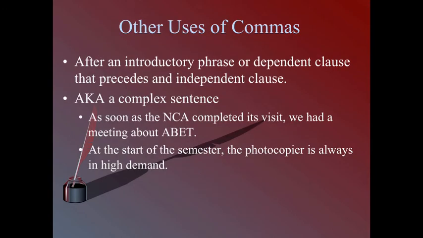Other uses of commas. You always use it after an introductory phrase or a dependent clause that precedes an independent clause. So let's look at an example of it in a complex sentence. As soon as the NCA completed its visit, we had a meeting about ABET. As soon as is a subordinating conjunction. So it makes this a dependent clause, so you put your comma here.